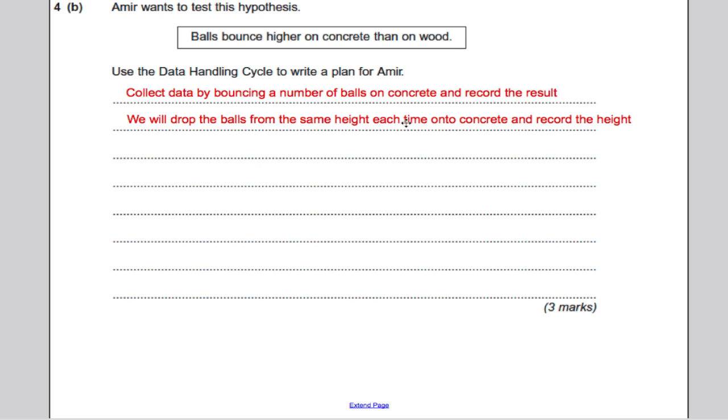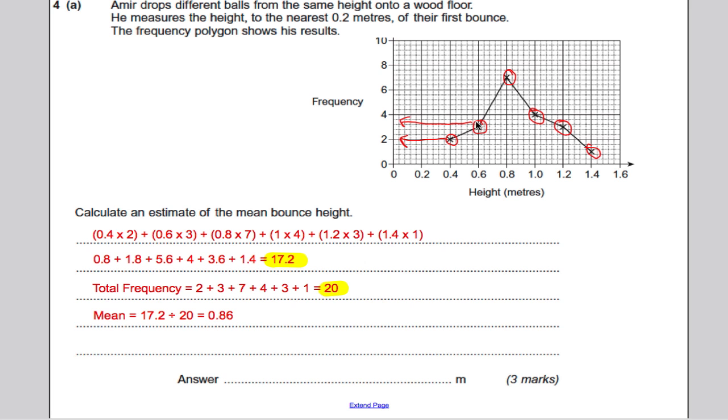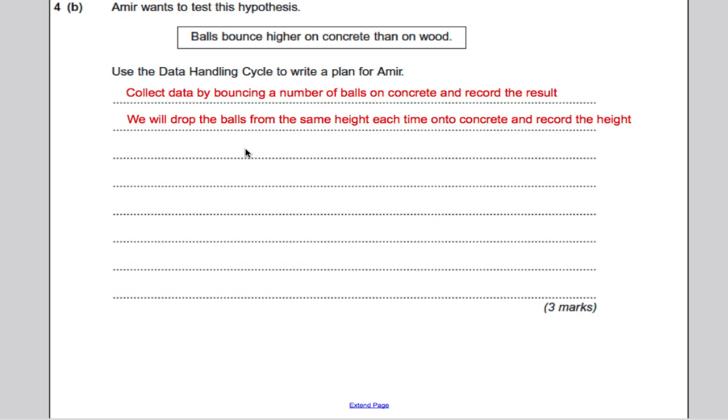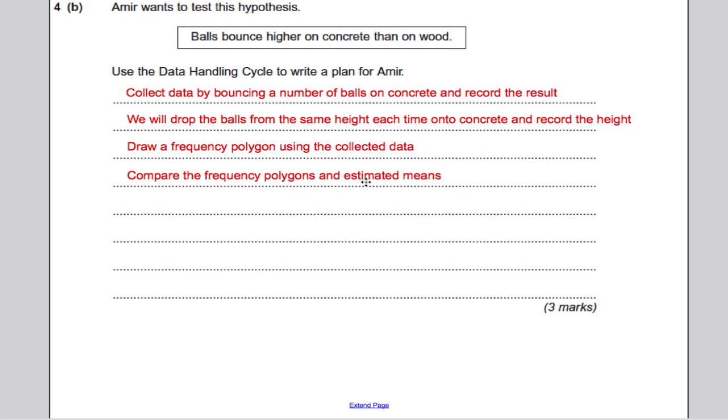So what we're going to do is drop them from the same height onto the concrete and record that height. Then we're going to take our results and put them into some sort of graph or chart. We've used a frequency polygon here. I think it would be advisable to use a frequency polygon again. So I'm going to draw a frequency polygon using the collected data. And then finally, I'd like to compare the frequency polygon for concrete against the frequency polygon for wood and see what we've got. I can also compare the estimated means. So if you put that down, you should get your 3 marks.